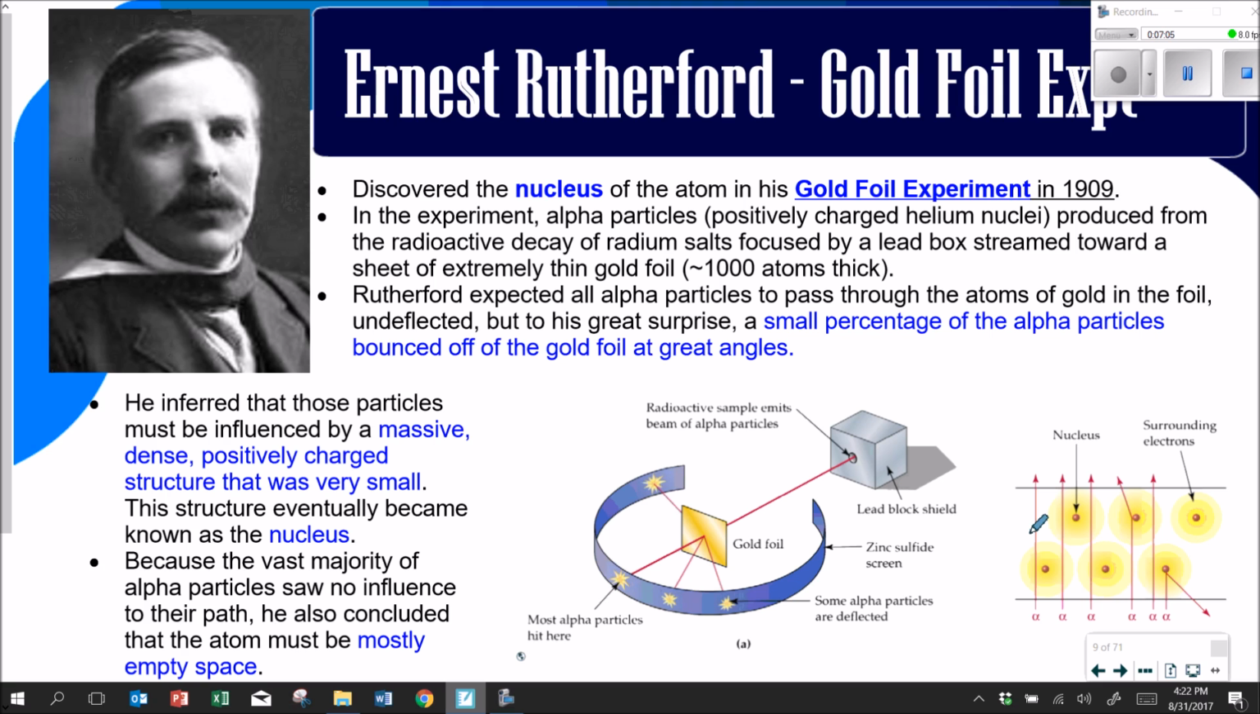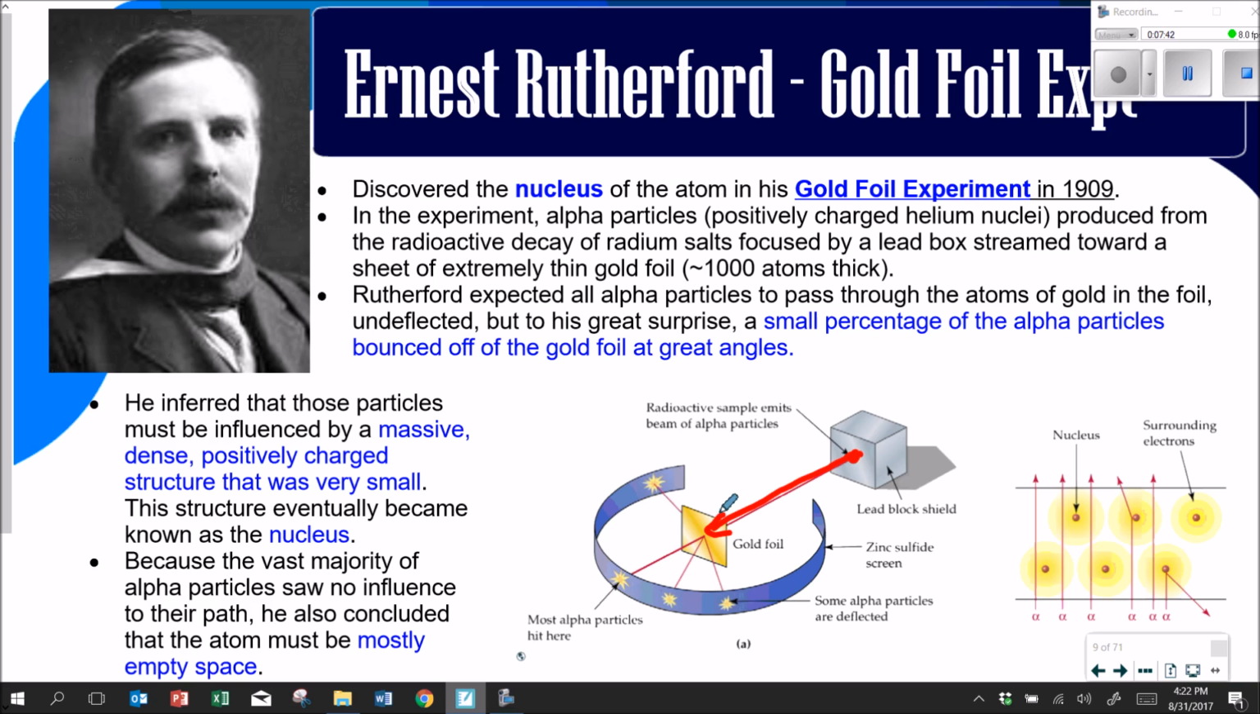After Thompson came Ernest Rutherford, and he is famous for his gold foil experiment, which helped him discover the nucleus of the atom. Rutherford bombarded a very thin sheet of gold foil, imagine a lot thinner than tissue paper, with fast-moving alpha particles. What alpha particles are is they are positively charged helium nuclei. So there is a radioactive sample of matter inside a lead chamber to protect it, and the alpha particles are bombarded towards that thin piece of gold foil.